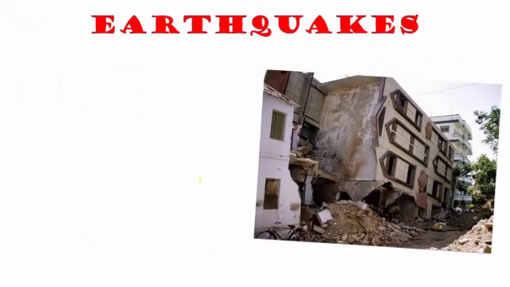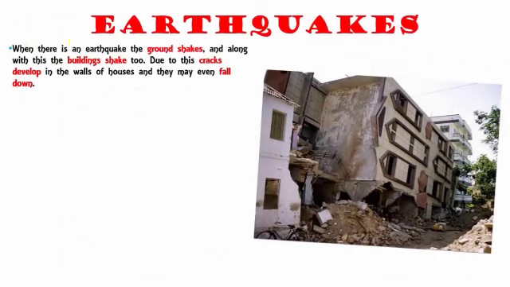Now when there is an earthquake, the ground shakes. Along with the ground, the buildings also shake. And due to this, there could be cracks that develop along the walls of houses. And because of this, the entire house itself may fall down. For example, for a major earthquake that happened in India, we have the Gujarat earthquake of 2001.